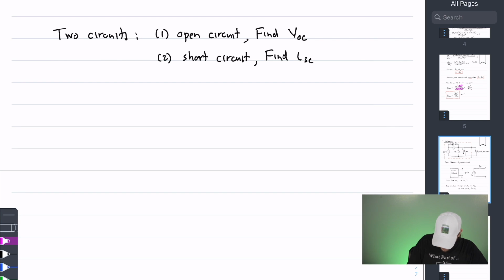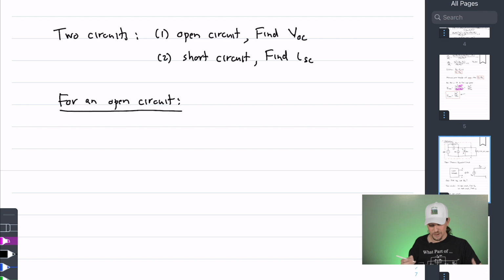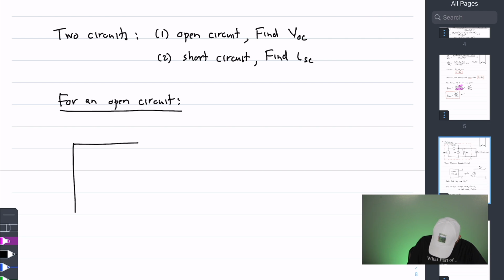Let's talk first and foremost about the open circuit. So for the open circuit, again, remember the linear network and the Thevenin equivalent themselves are going to be equivalent. So here I have my linear network like this.